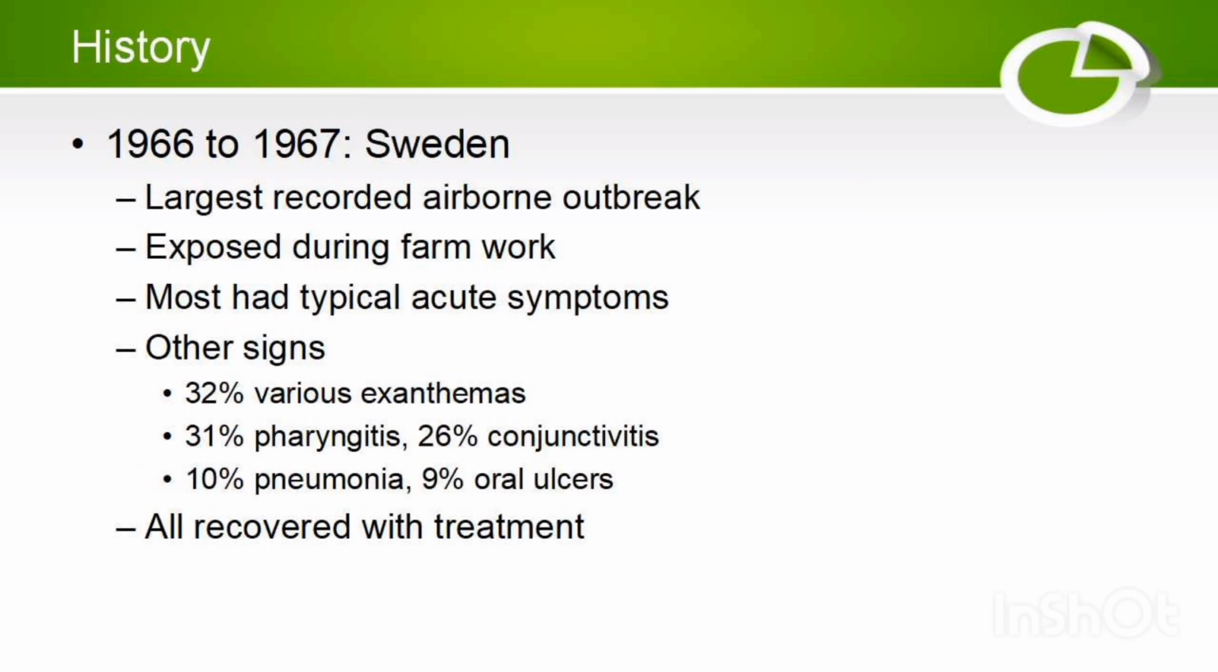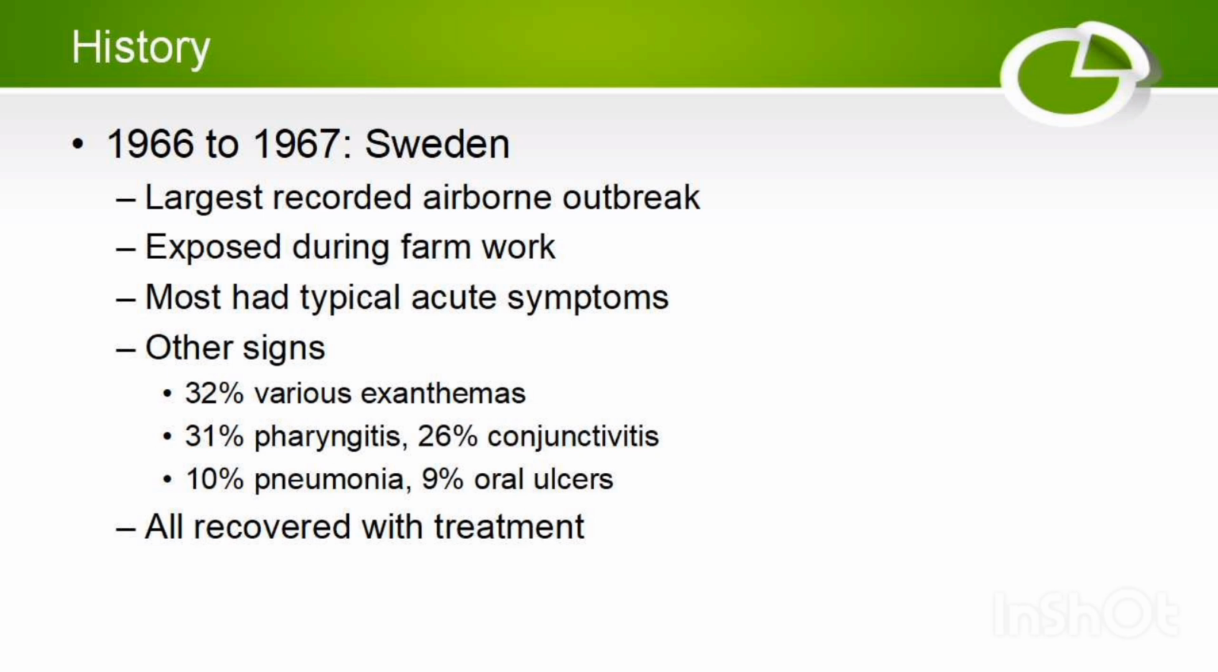The largest recorded airborne tularemia outbreak occurred in Sweden in 1966 to 1967. Over 600 patients were infected with type B. Most of those infected were exposed while doing farm work that created contaminated aerosol, particularly when rodent infested hay was being sorted and moved from field storage sites to the barns.